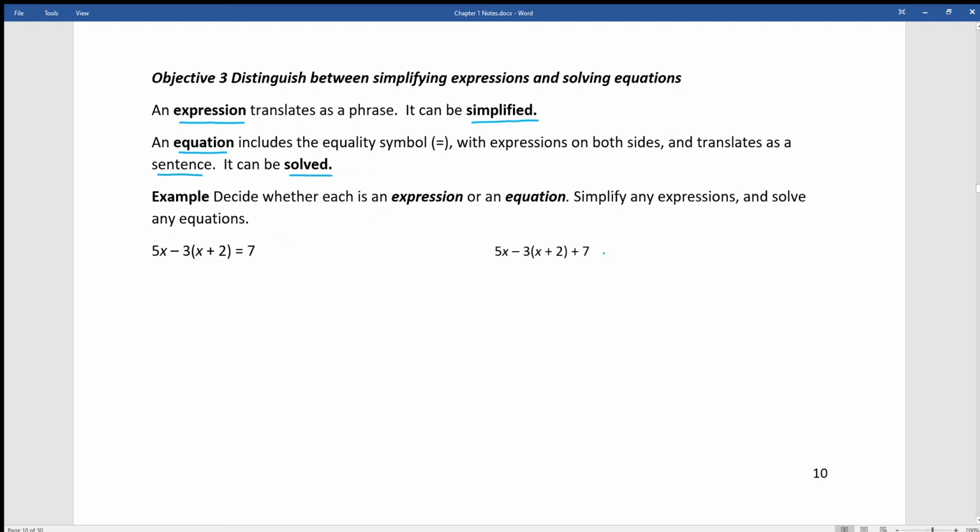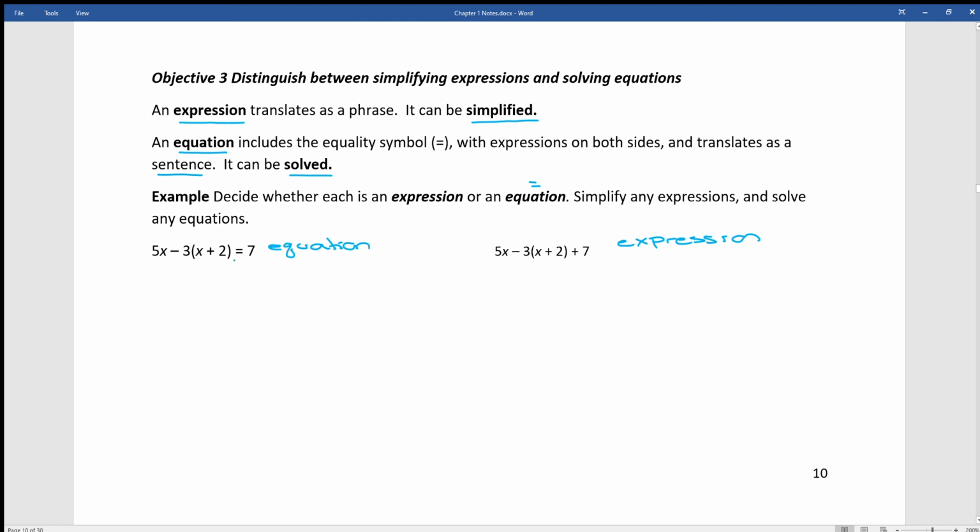So when you're looking at two possibilities and you have to decide which one's an expression and which one's an equation, the easy thing to do is that if it's an equation, you're going to see an equal sign. So this one is your equation, and when it says decide what it is, make sure you put down which one it is, or you're going to lose that mark on a test. So this first one is your equation, the second one is your expression. So the equation we're going to solve, and the expression we're going to simplify.